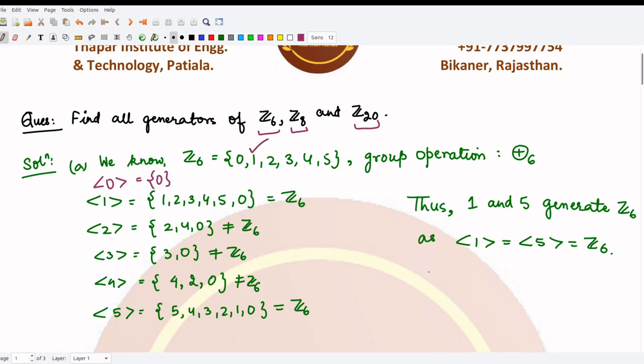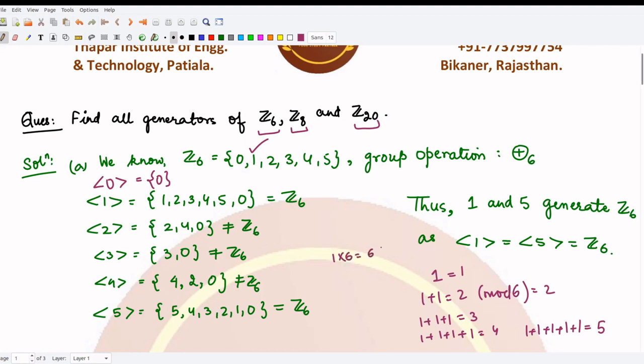So here basically what we are seeing, if you add 1 to itself once only, you get the answer as 1. 1 plus 1 is 2. When you take its mod 6, you get again 2, correct? 1 plus 1 plus 1 is 3. 1 plus 1 plus 1 plus 1 is 4. 1 plus 1 plus 1 plus 1 plus 1, 5 times, is equal to 5. And if you do it 6 times, you are going to get 6, which under mod 6 is equal to 0, correct?